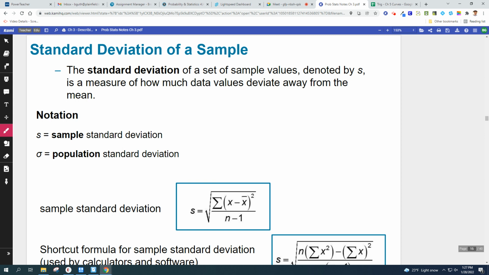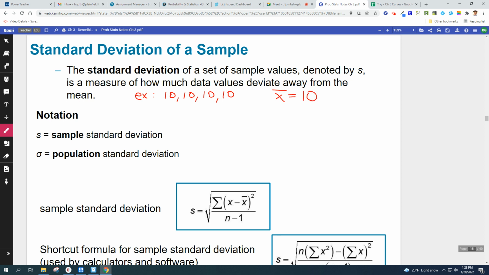The standard deviation of a set of sample values, denoted by S, is a measure of how much data values deviate away from the mean. And I think that's kind of a tough concept, but let me give you an example here. Here's a list of 4 numbers. If I had you find the mean of those 4 numbers, you ought to be able to do that in your head. Add them up, divide by 4. The mean of those numbers is 10.